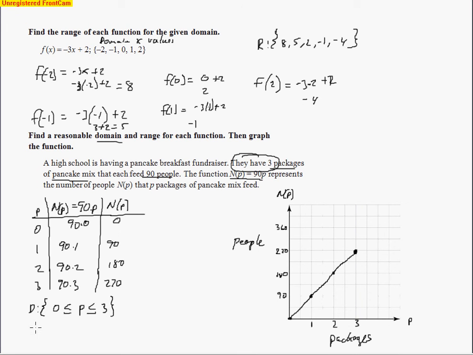Now, the range values are going to end up going from 270 to 0. To show that, I start with 0, and I have N of P, so the number of people is going to end up being between 270 and 0 people. And so that would be my answer for the range value. So the range is an AND statement because I have continuous data in between. So those are the types of problems we're going to see on the homework.